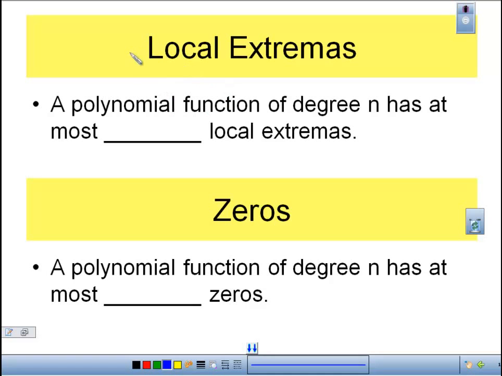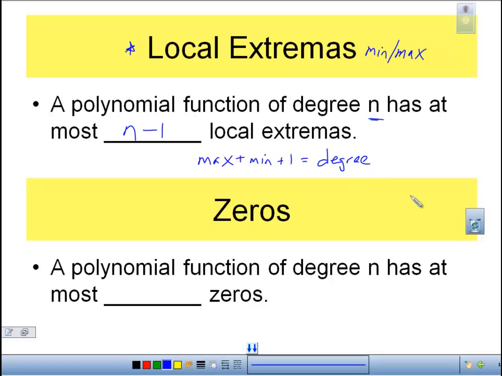We know that when we're looking at local extrema, that's talking about mins and maxes. So if we wanted to figure out how many local extrema we have, one of the things we were able to calculate from our table was that if we take the number of mins and maxes and add 1 to it, we get the degree of the polynomial. So we would say that a polynomial function of degree n has at most a combined n minus 1 local extrema. So if I add the local maxes plus mins plus 1, we should get the degree of the polynomial.